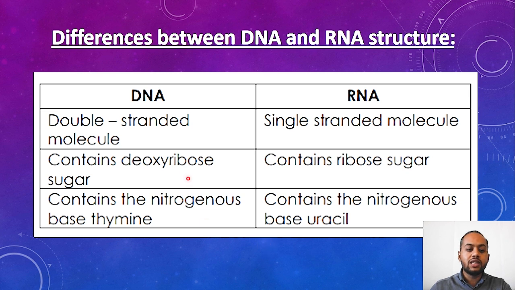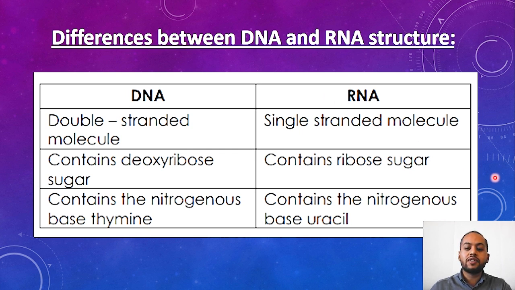So if we have a look at the 3 differences, firstly, DNA is a double-stranded molecule, RNA is a single-stranded molecule. DNA contains deoxyribose sugar, but RNA contains ribose sugar. DNA contains nitrogenous base thymine, but RNA contains nitrogenous base uracil. And these are the 3 distinguishing differences between DNA and RNA in terms of structure.